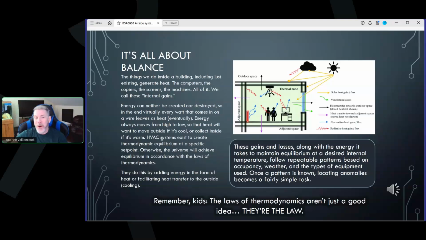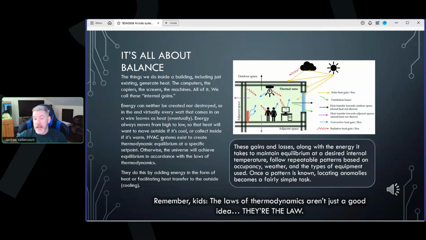HVAC systems have one job. They exist for one reason and one reason only: to maintain equilibrium. We will talk about, oh, they heat, oh, they cool. Airside systems heat, airside systems cool. And that is not wrong, but what you really mean, and if you really want to sound technical, you're maintaining equilibrium. Your job as an HVAC system is to maintain equilibrium at a temperature and humidity that is comfortable for the people in the space or conducive to your process.